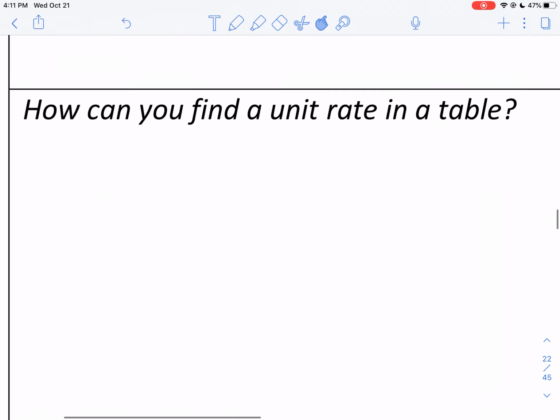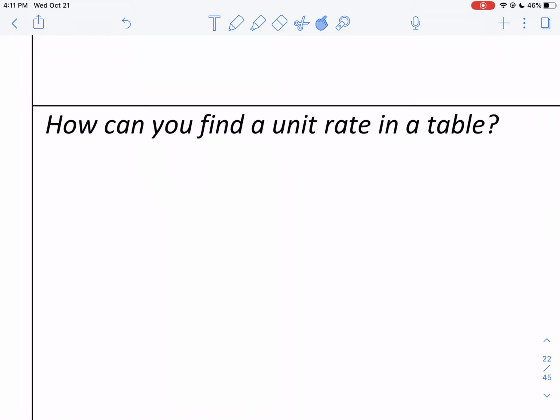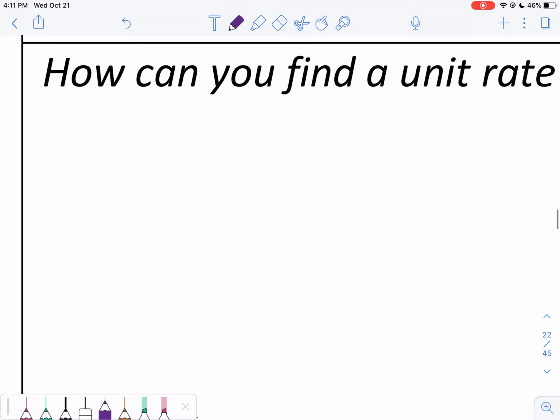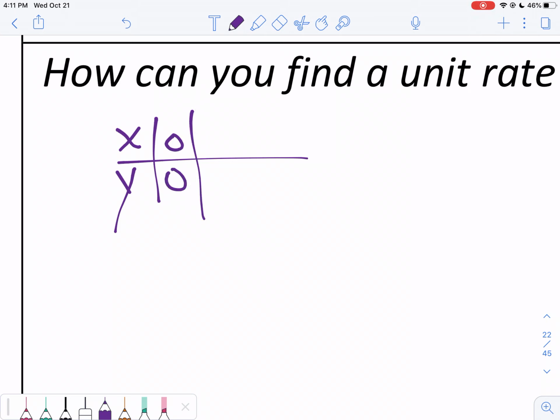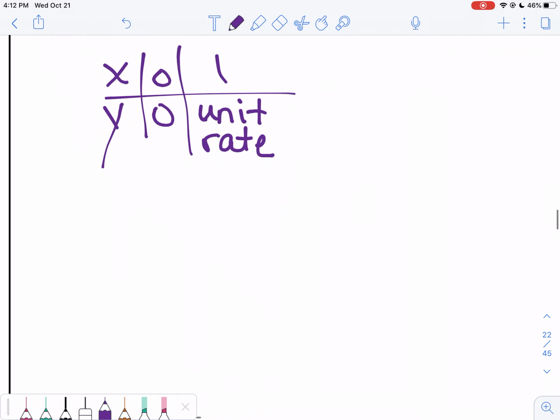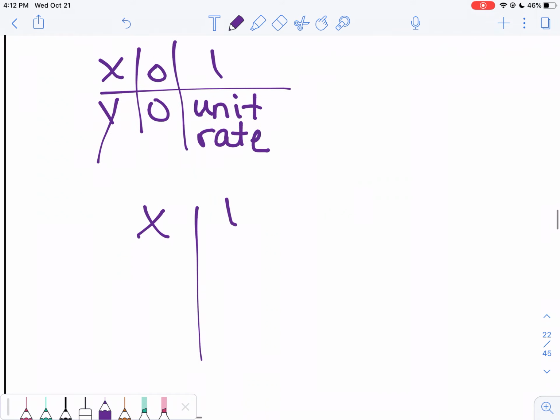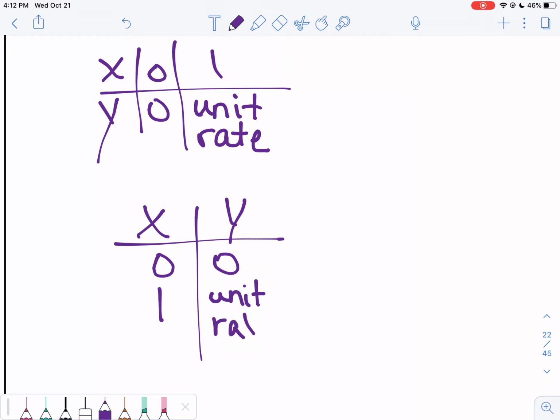Okay, how can you find a unit rate in a table? Well, we see tables two different ways. We see tables horizontally like this, and we would start with 0, 0, and then we would have 1, and then whatever y is here is your unit rate. So what is y when x is 1? Or sometimes we see that table like this: 0, 0, 1, and then the unit rate.